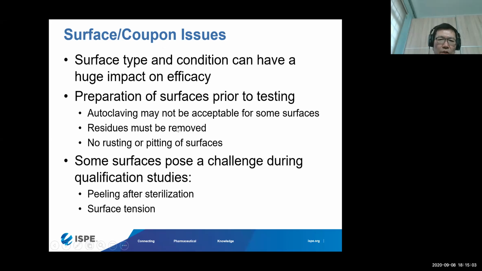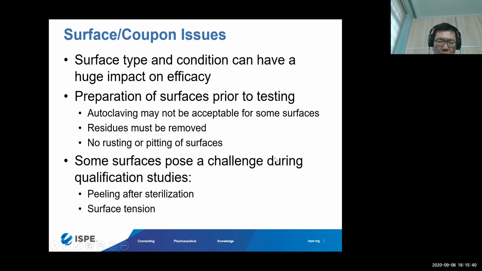Surface coupon issues, so this is the big issue. Sometimes the surface type and condition will affect the efficacy significantly. So you need to prepare the surface before you test. Some can be autoclaved, but some will need a chemical sporicidal agent to treat the surface before the testing. Some surfaces can also pose a challenge, for example peeling after sterilization or surface tension issues.